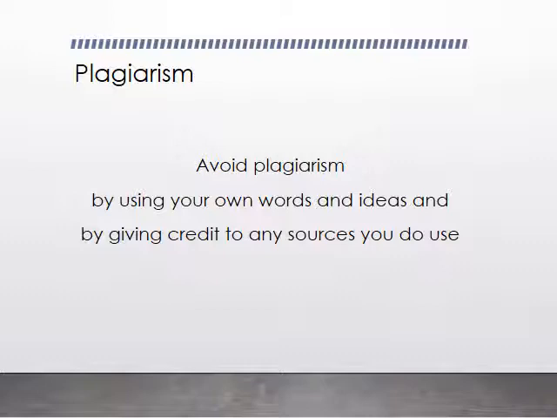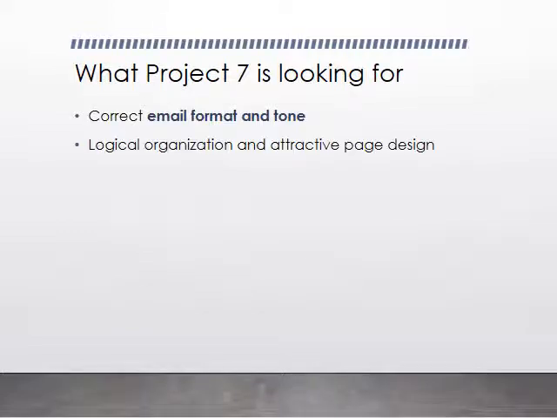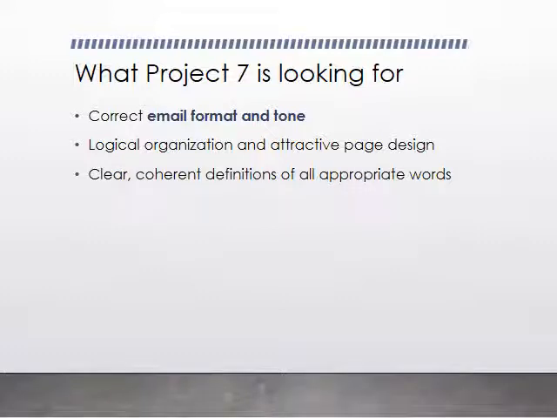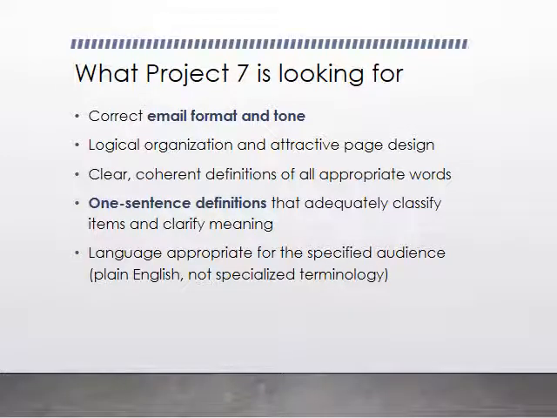So now I'm going to talk a little bit about Project 7. It is important that you read the Project 7 instructions first because I can't really discuss it completely fully in this slideshow. What I'm looking for in Project 7 is essentially an email document, not one that you will actually email me. It will be a word processing document that is formatted as if it were an email and is going to be defining some terms.